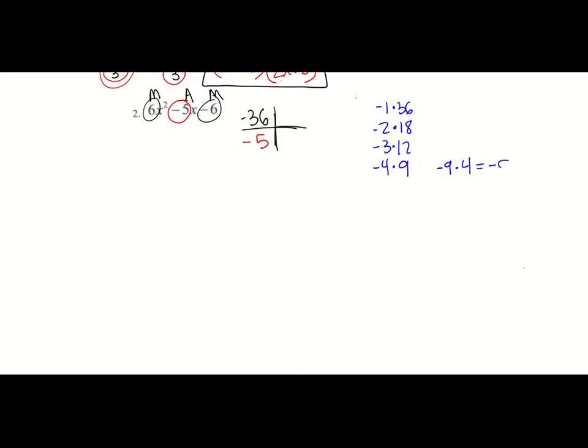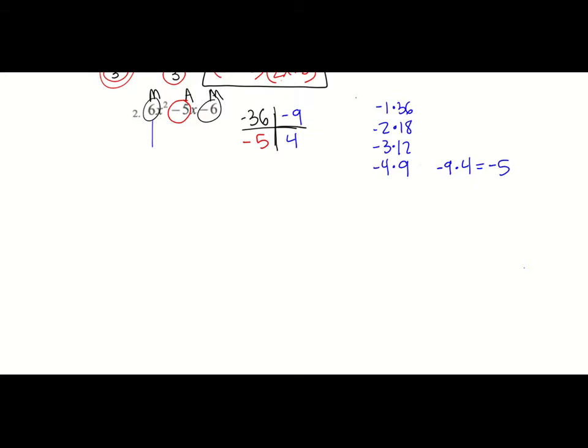That gives me a negative 5. So I just came up with my two numbers. I have a negative 9 and a positive 4. So these are my two numbers that I'm going to use in my box. My next step, step number 3, is to create my fractions.